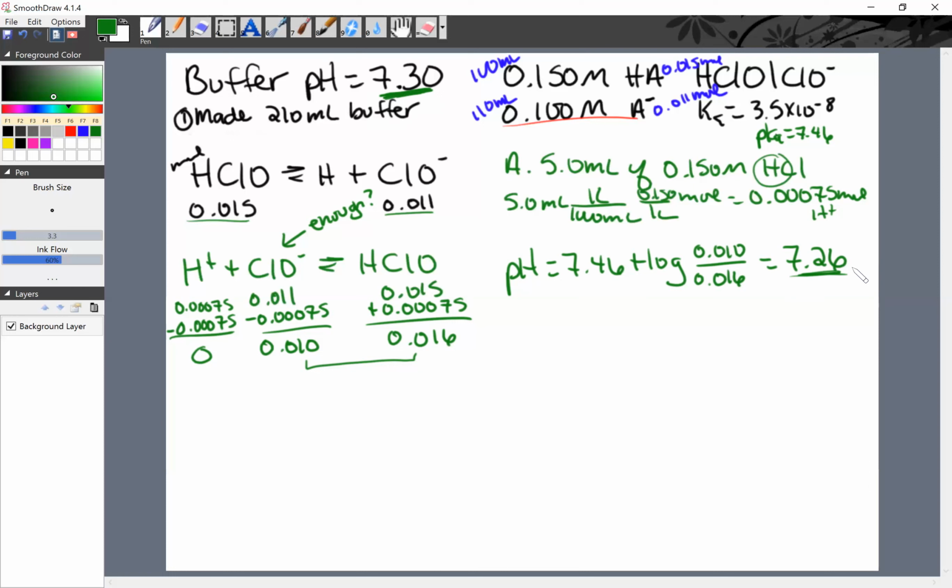Okay, let's just do an example of a base. Let me see, how much should we add? So question B. Let's add 15 milliliters of a 1.5 molar sodium hydroxide solution to it.